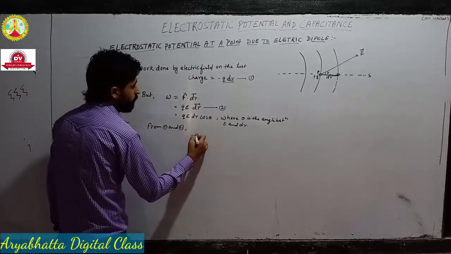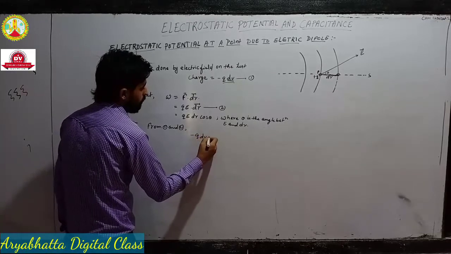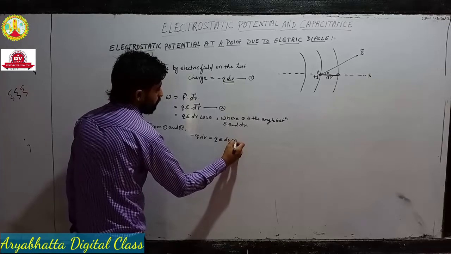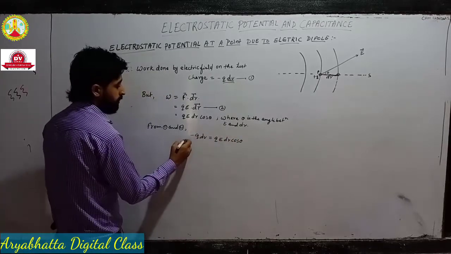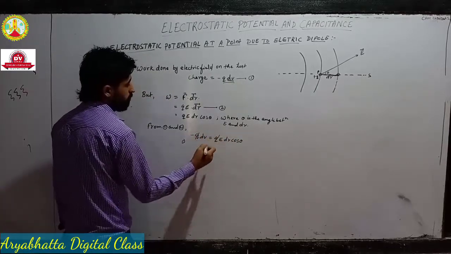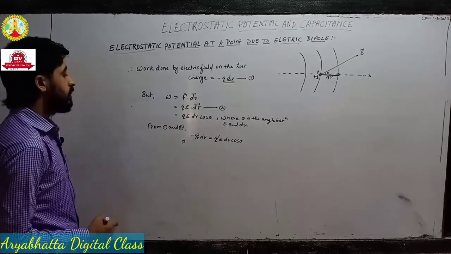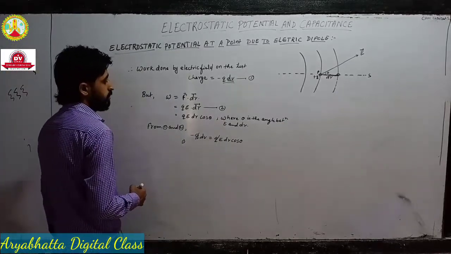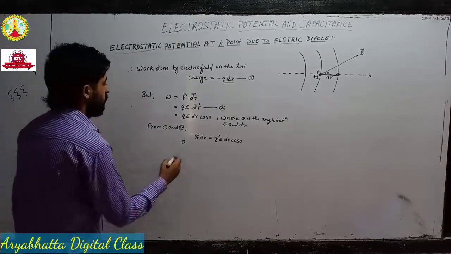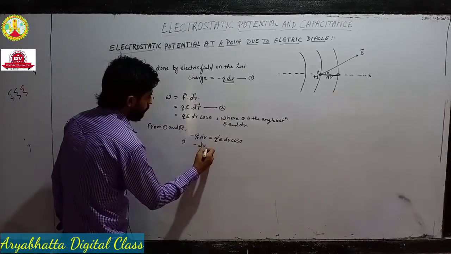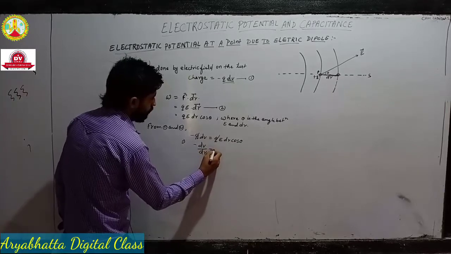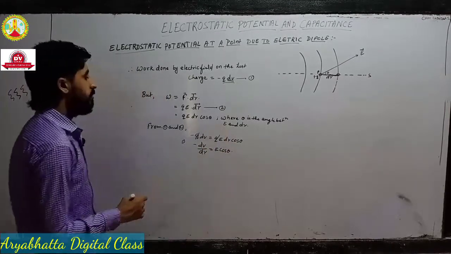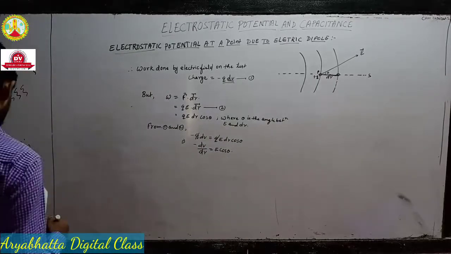So I'll get minus Q dV is equal to QE dr cos theta. So this Q will go, isn't it? What will I get here? Just tell me. Minus dV by dr is equal to E cos theta.